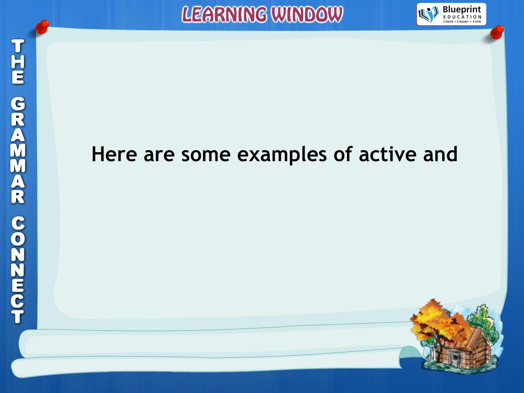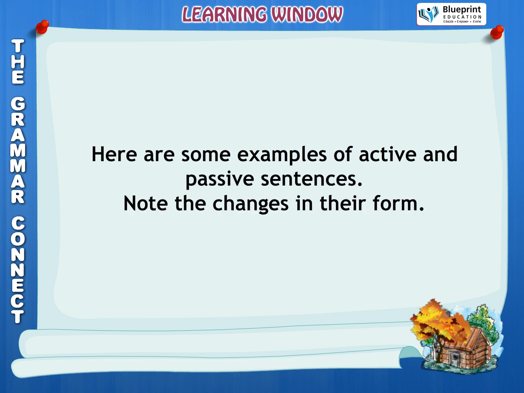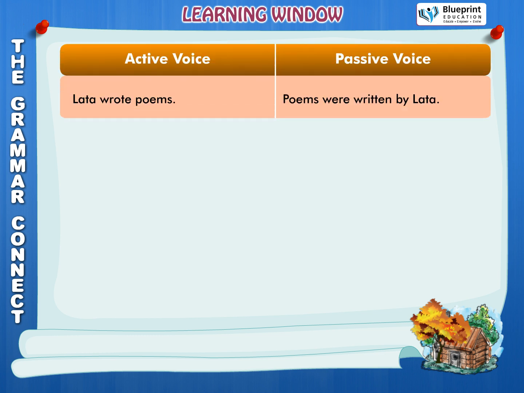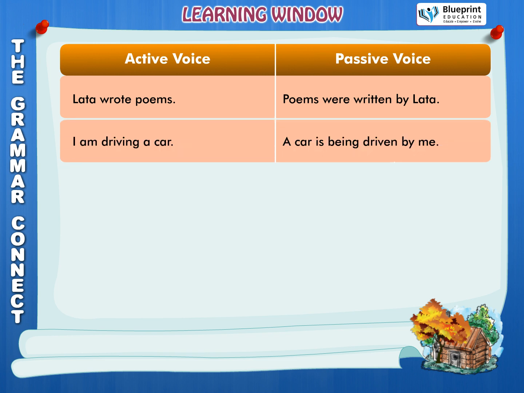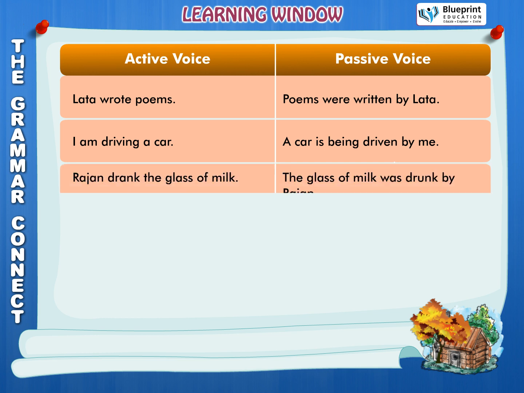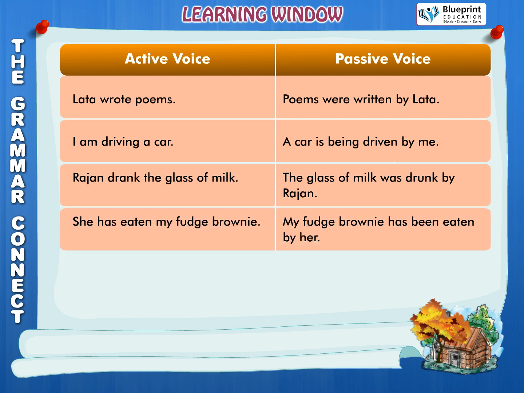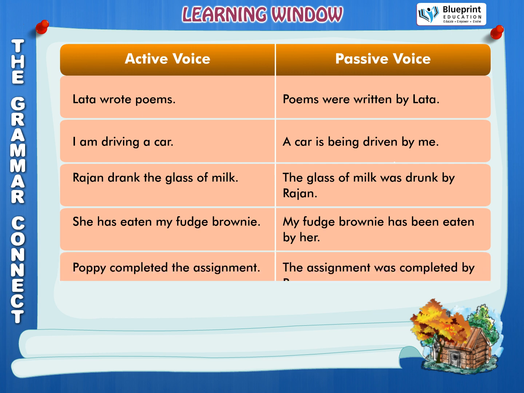Here are some examples of active and passive sentences. Note the changes in their form. Active voice. Lata wrote poems. Passive voice. Poems were written by Lata. I am driving a car. A car is being driven by me. Rajan drank the glass of milk. The glass of milk was drunk by Rajan. She has eaten my fudge brownie. My fudge brownie has been eaten by her. Poppy completed the assignment. The assignment was completed by Poppy.